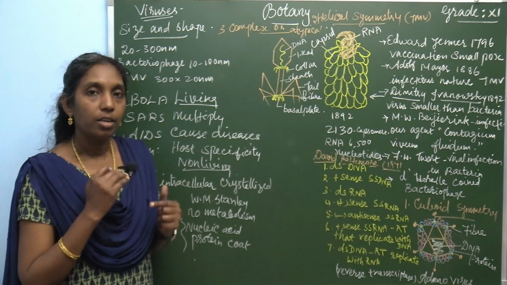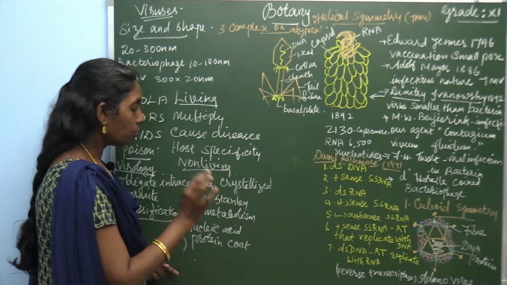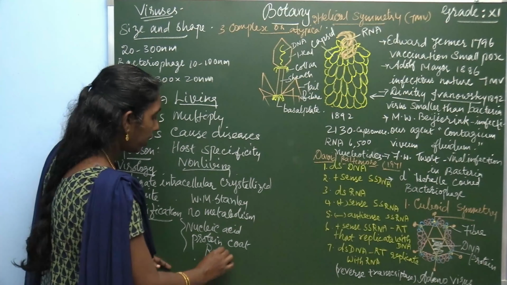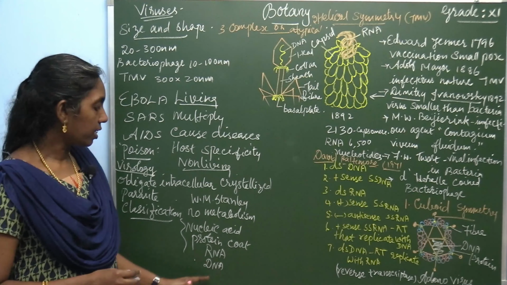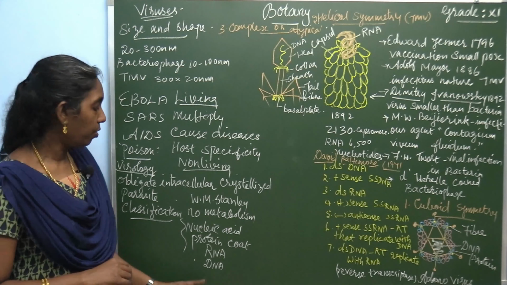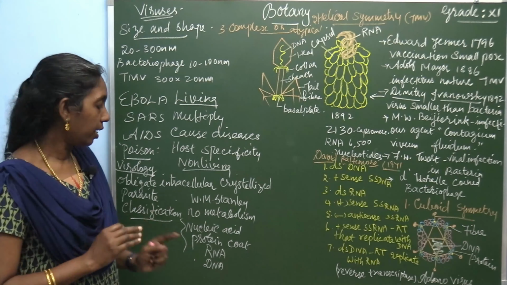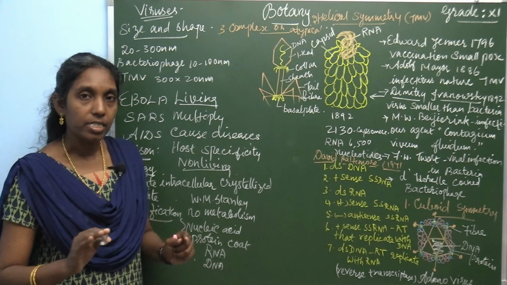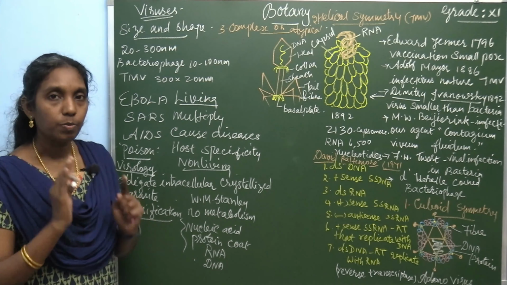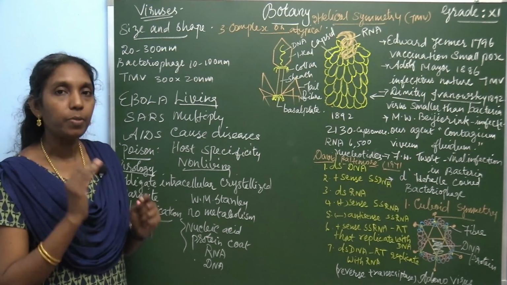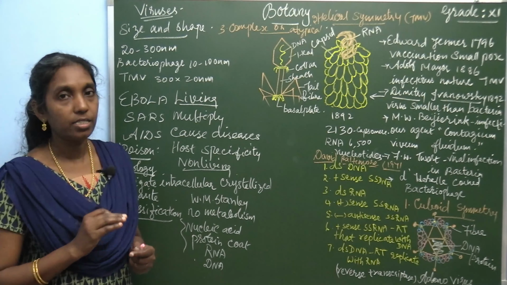And this nucleic acid is in the form of two types, either RNA or DNA. RNA is ribonucleic acid, DNA is deoxyribonucleic acid. Any one type, usually it contains a single type. Most of the plant viruses possess RNA as the genetic material. RNA is present in almost all of the plant viruses, and animal viruses possess DNA as the genetic material.